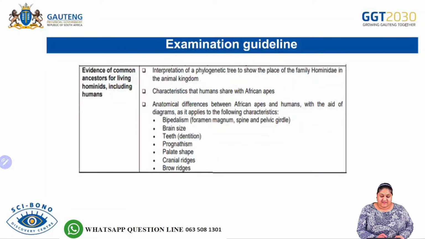When you are looking at this, we are first going to be looking at phylogenetic trees, and then we're going to look at the characteristics that humans share with African apes, and then we're going to look at the anatomical differences between African apes and humans, and we are going to be focusing on these bullets. So when you are learning and when you're going to have your textbook open or your workbook open, you must make sure that you know the anatomical differences between African apes and humans with these bullets that are given over here.